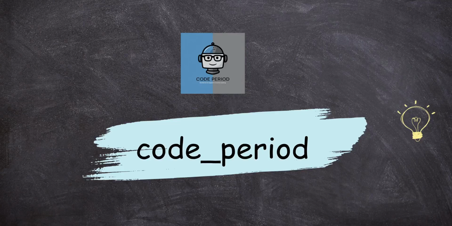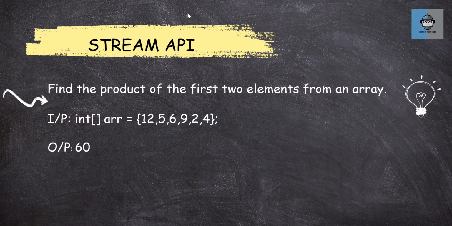And let's look at another Stream API question. Find the product of the first two elements from an array. So an array is given, and we just need to return the product of the first two elements. So 12 and 5 are the first two elements, and 60 is the answer that we are supposed to return. So let's code it.